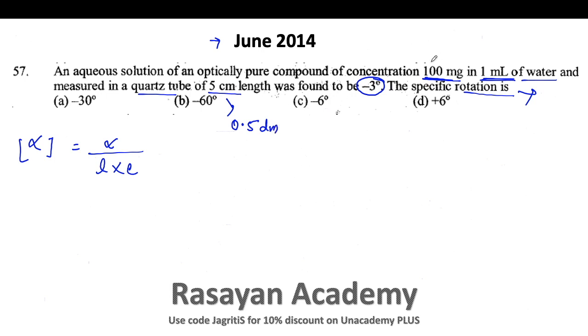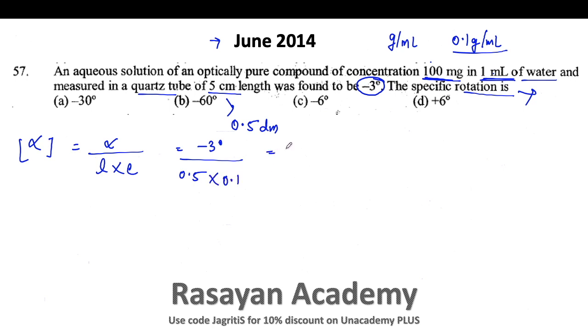Then 100 milligram in 1 milliliter. So you require gram per ml. So this is going to be how much? 0.1 gram. Alright, so 0.1 gram per ml. This is the concentration. Alright, so your value has to be minus 3 degree divided by 0.5, that is your decimeter, multiplied by 0.1 gram per ml.